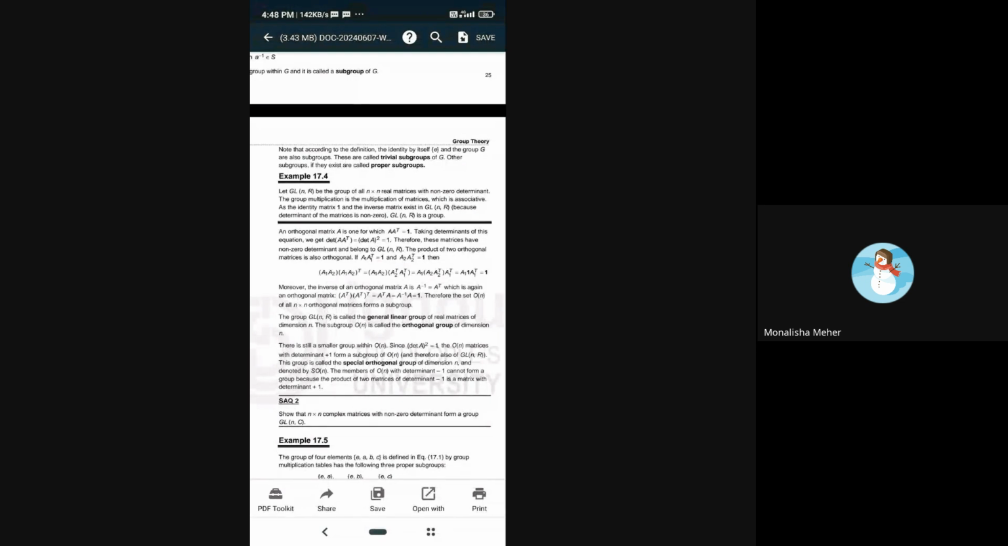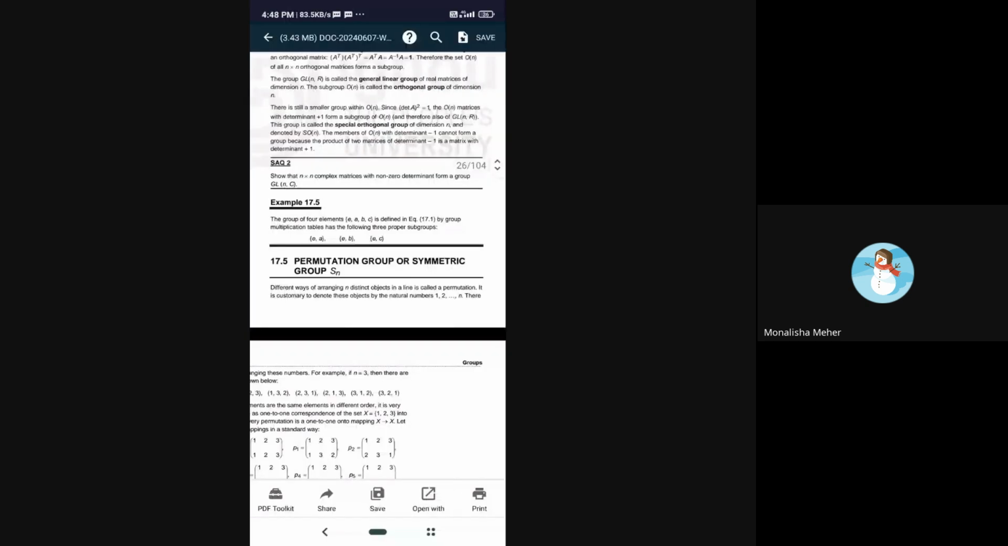Example 17.4. An orthogonal matrix A is one for which A multiplied by A transpose is equal to 1. This can also be written as determinant of A squared is equal to 1. Therefore, these matrices have non-zero determinant and belong to GL(n, R). The product of two orthogonal matrices is also orthogonal. Then general linear group, orthogonal group, special orthogonal group, these are the things.